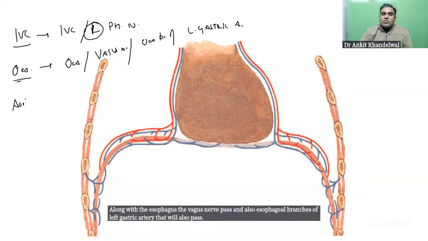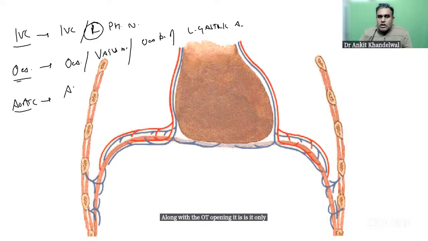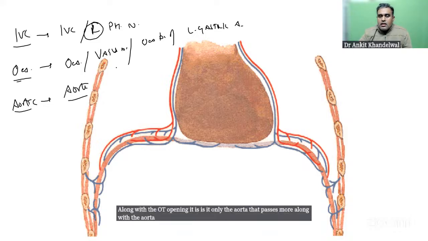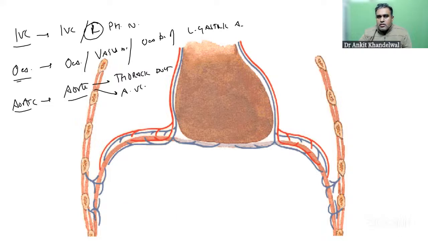Along with aortic opening, is it only the aorta that passes? No, along with aorta, what else passes is the thoracic duct and the azygous vein. The azygous vein, I hope you remember. So remember these points. Look at diaphragm.